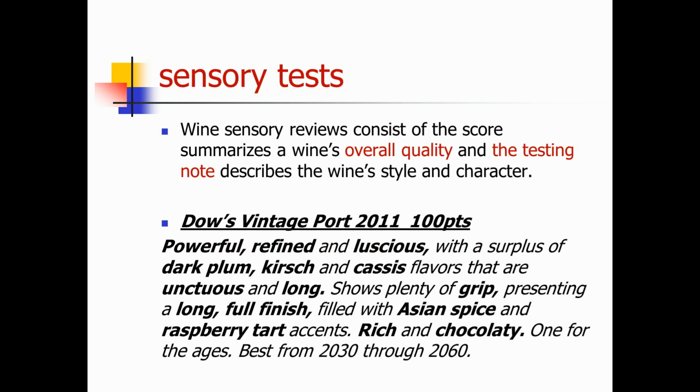Now, the question is, how do we make a computer read this review? This is what we call the natural language processing part of the problem. More importantly, we read those keywords, for example, powerful, refined, luscious, dark plum, kirsch, eucalyptus, long grip, long finish, full finish, Asian spice, etc. Many of those are considered real fruit, the ones in red color, or real food that can be tasted. Some yellow words indicate the structure of the wine.